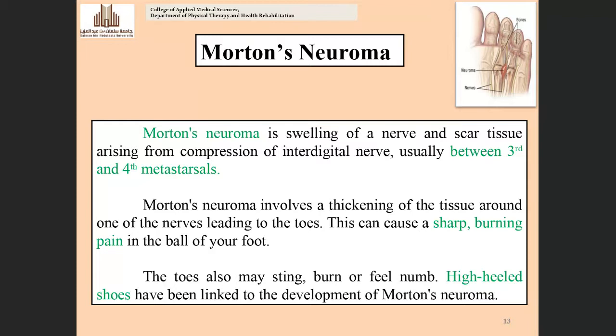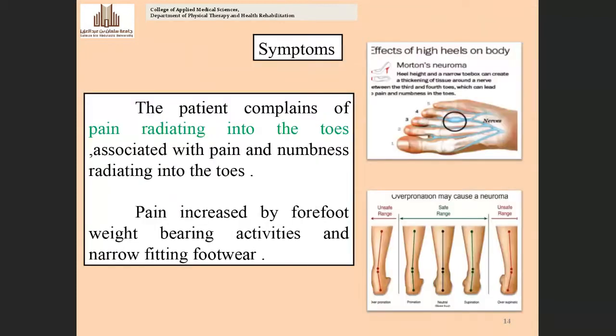High heeled shoes have been linked to the development of Morton's neuroma, because whenever they use high heels, the force is passing through this area. The transfer of force will be between the third and fourth metatarsal bones, which may lead to this problem. So you can see the effects of high heels on the body.